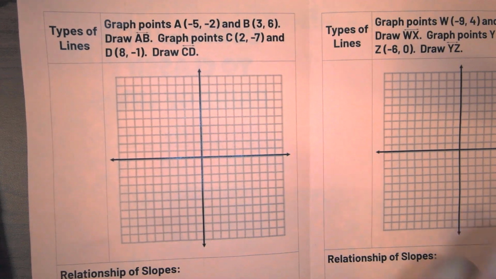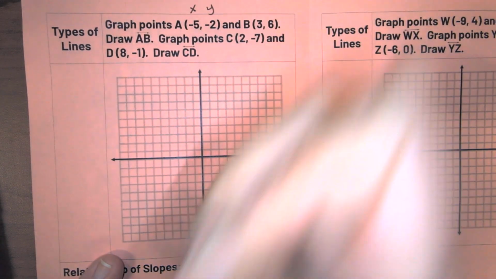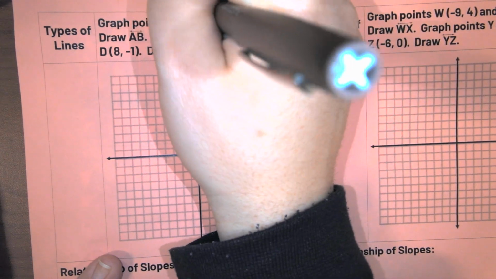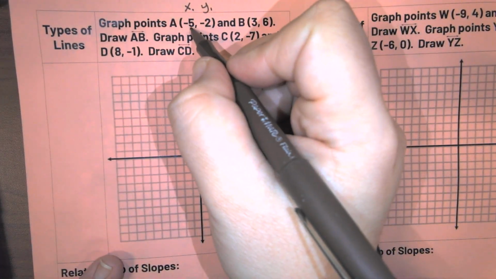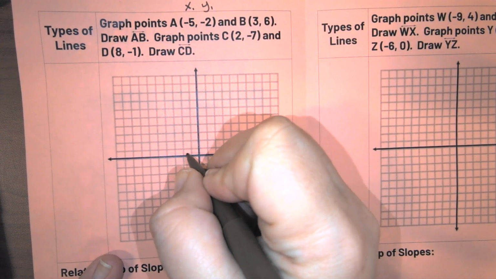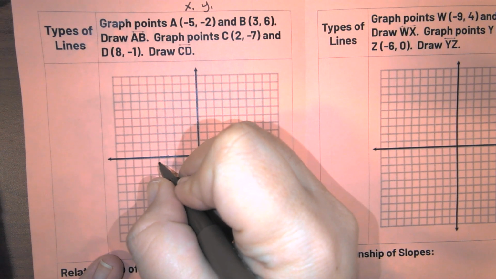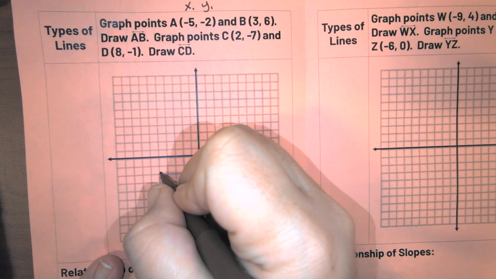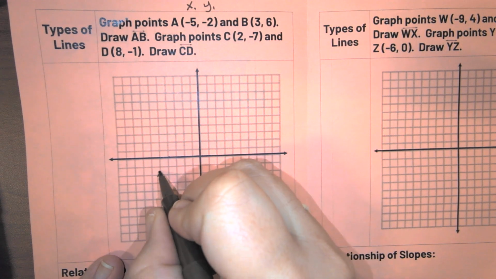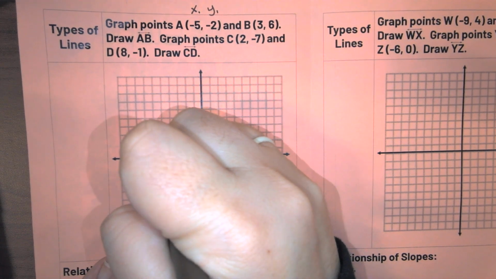If I want to graph A, I have to graph it at (-5, -2). Remember the first is our x and the second is our y. This is my first point, so if I was using that formula, this would be x1 and y1. I'm going to go to the left because the x is negative. From the origin, I'm going to go to the left 5: 1, 2, 3, 4, 5. My y is -2, so I have to go down 2. 1, 2, and then I make my point right here. Then I put an A on that.